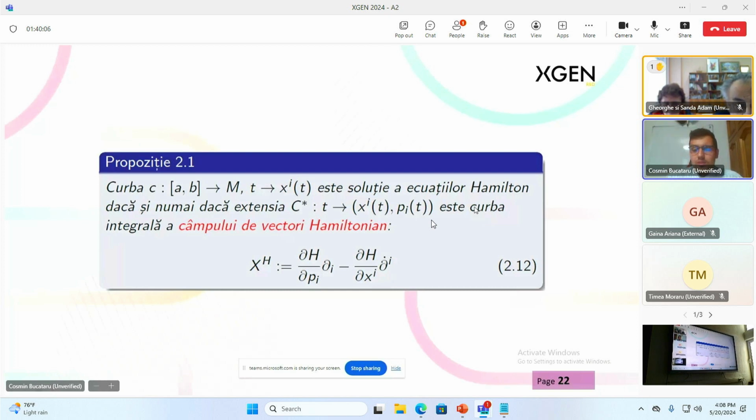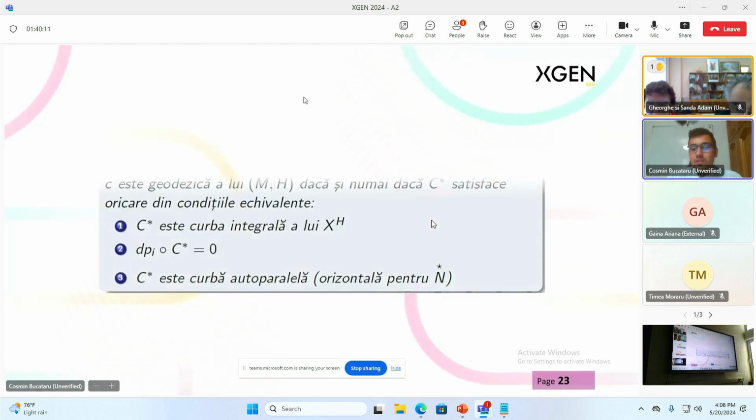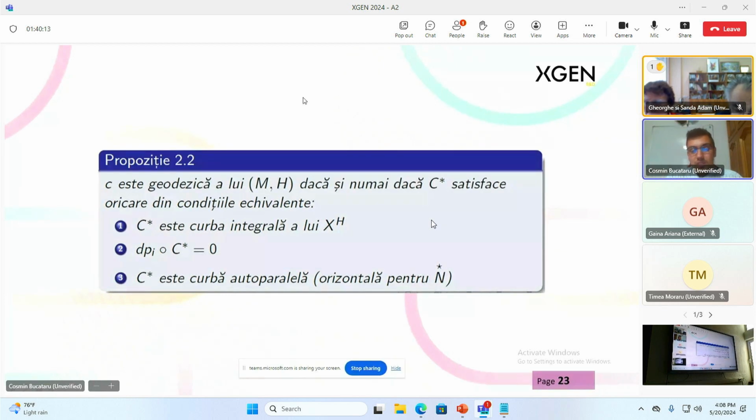Yes, I don't need very much time. This is how the Hamiltonian vector field is defined, which will be the dual notion of the geodesic spray.